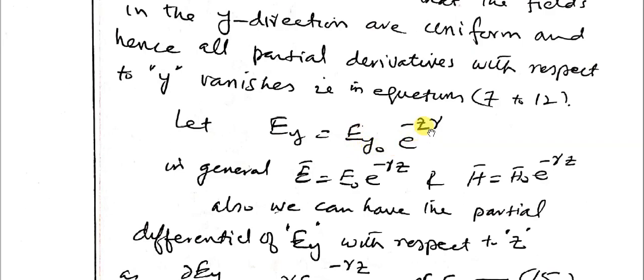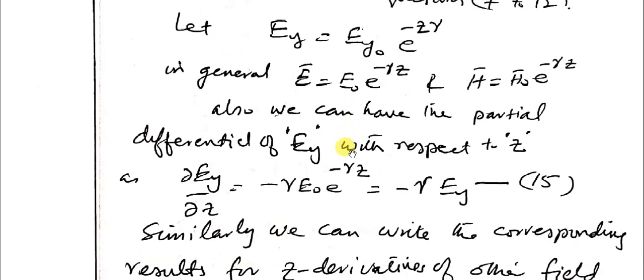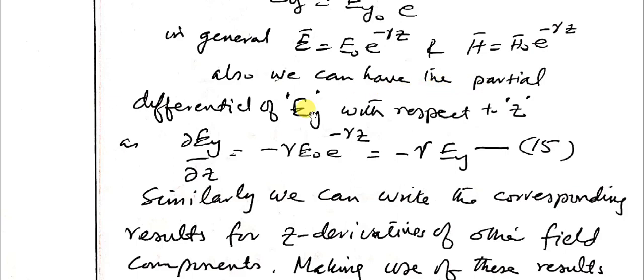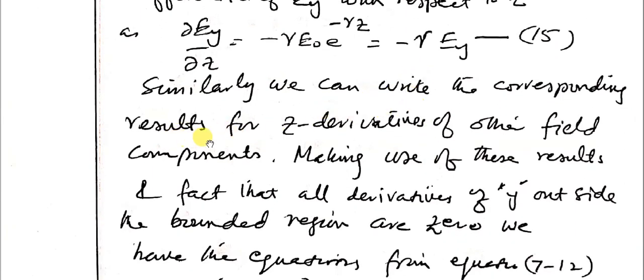In general, E is equal to E naught e to the power minus gamma z, and H is equal to H naught e to the power minus gamma z. So we just took the y component here, since propagation is along z. Also we can have the partial differential of Ey with respect to z: delta Ey by delta z is equal to minus gamma E naught e to the minus gamma z, or simply equal to minus gamma Ey. Similarly, we can write the corresponding result for the z derivatives of the other field components.